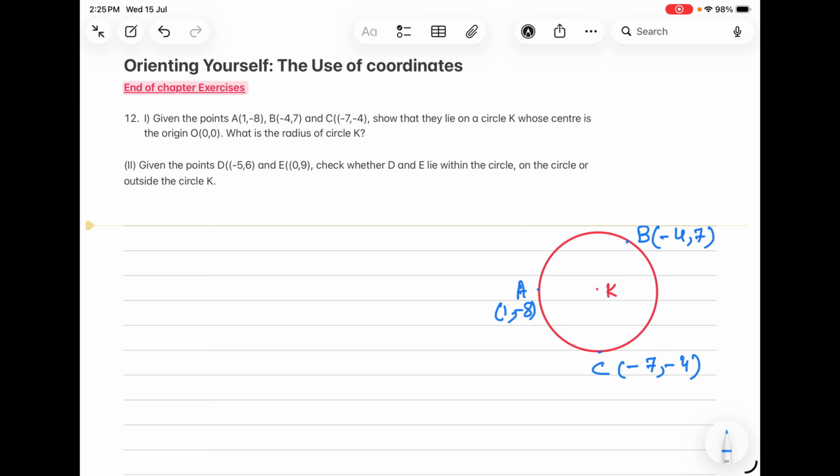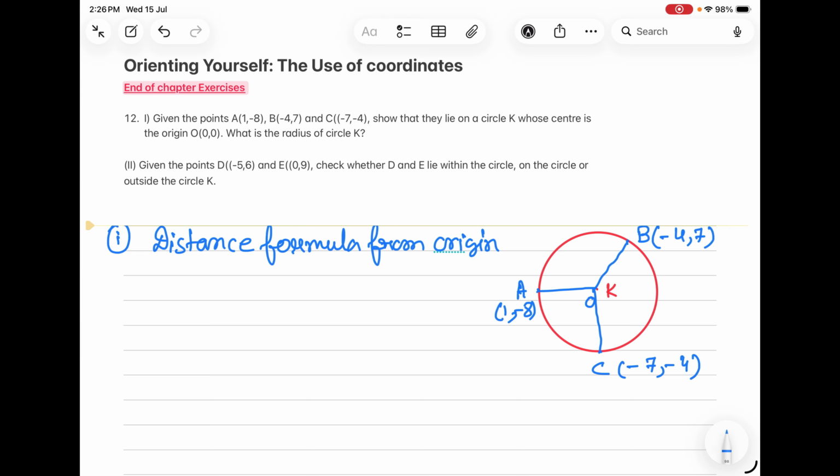So how do you check whether they are lying on the circle or not? By using the distance formula from the origin. This is the origin. So first we have to check the distance of OA, then OB, then OC. So write the distance formula from the origin. This is the first part of this question.